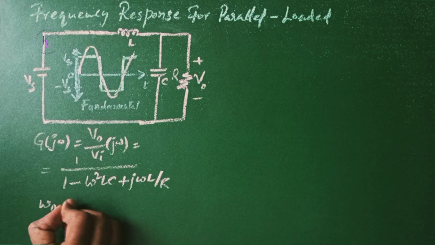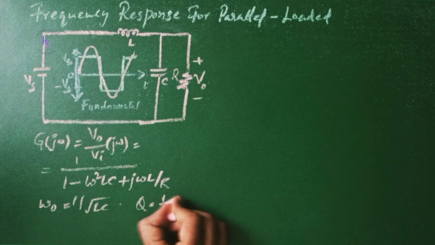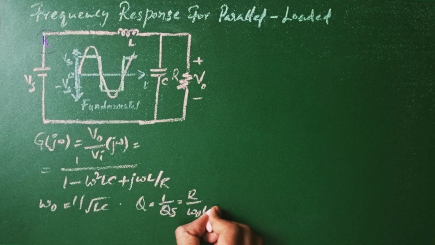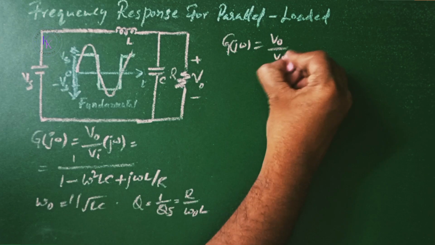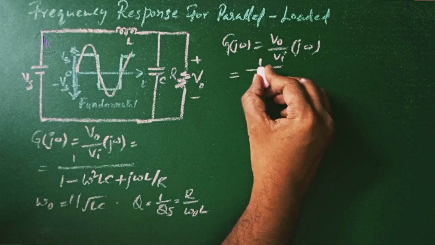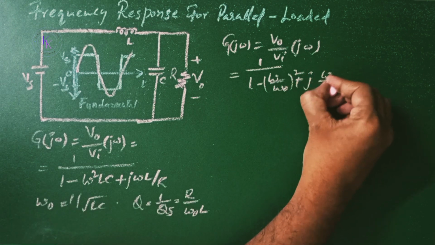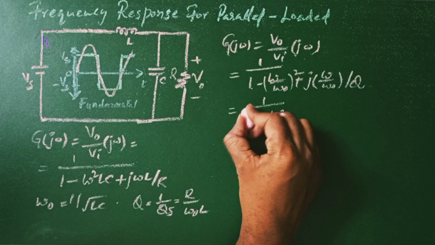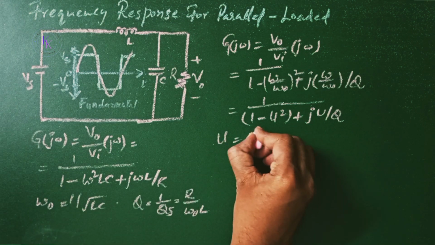Now, omega naught equals 1 by square root of LC, which is the resonant frequency, and Q is the quality factor, 1 by Qs, where Qs is the quality factor of the series loaded circuit, which equals R by omega naught L. Now, substituting the LC and R terms with the quality factor Q and the resonant frequency omega naught, we get V naught by Vi of j omega, which equals 1 by (1 minus (omega by omega naught) whole square) plus j of (omega by omega naught) divided by Q, which equals 1 by 1 minus u square plus ju by Q, where we know that u equals omega by omega naught.